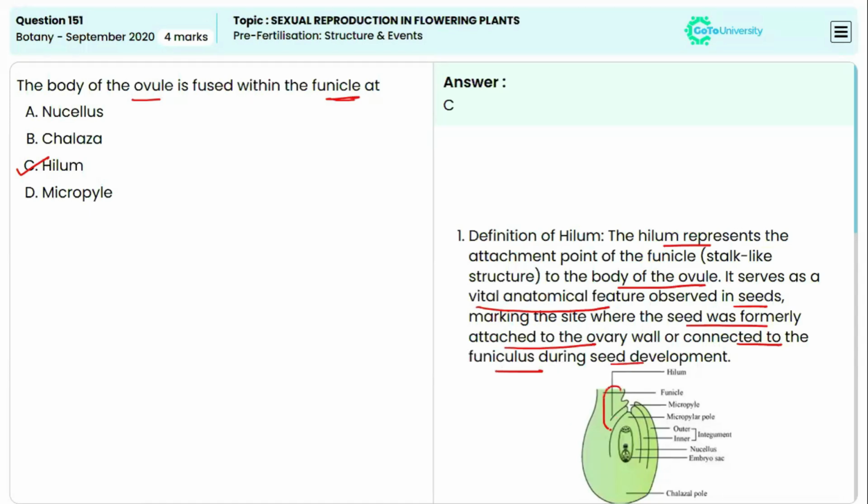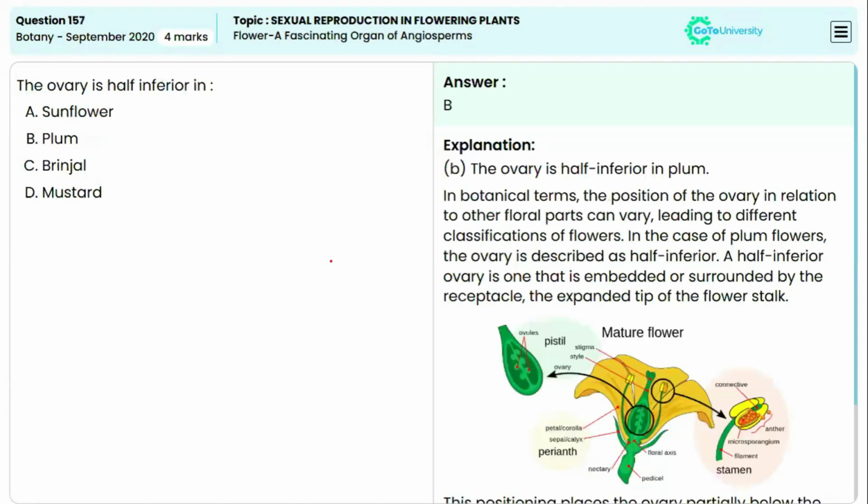So this is the hilum part, the point of the funicle to the body of the ovule where it is attached. That means the hilum represents the point of the funicle to the body of the ovule. So option C is the correct answer.